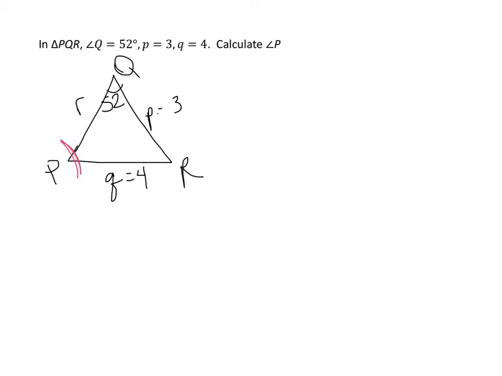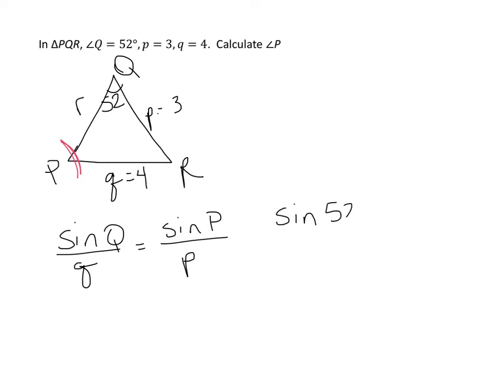So what I will do is use the law of sines, and I will say the sine of angle Q over side q has to equal the sine of angle P over side p. So that's the sine of 52 over 4 has to equal the sine of P over 3. Now all we're doing is the algebra solving for sine of P, and you can do this by cross multiplying. 3 times the sine of 52 divided by 4.